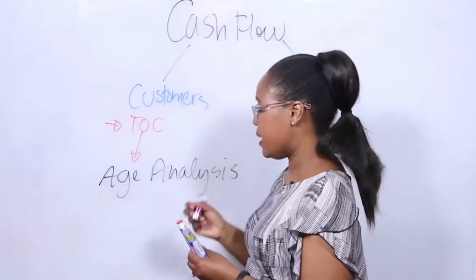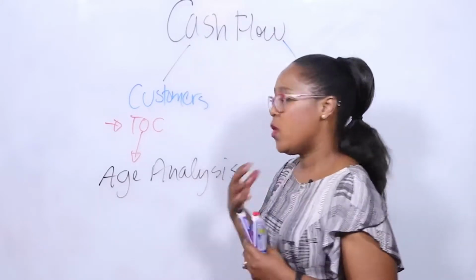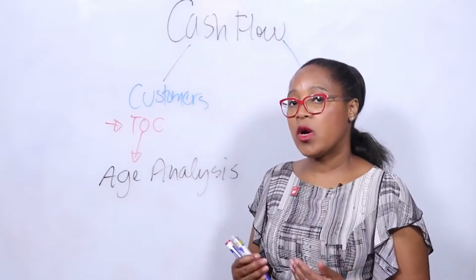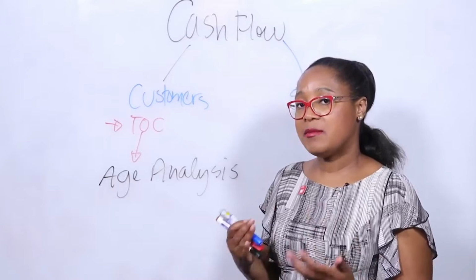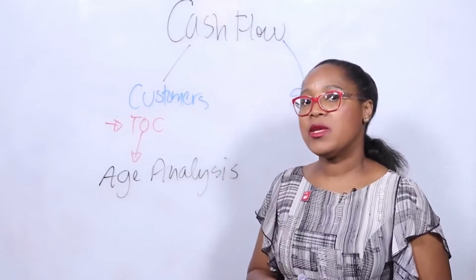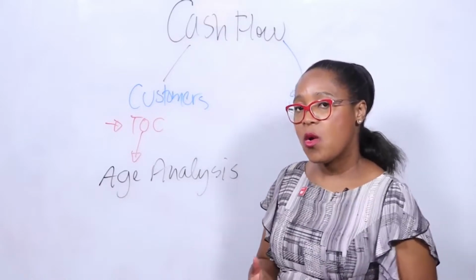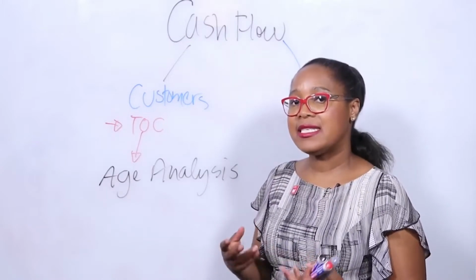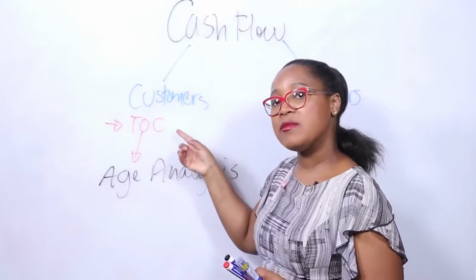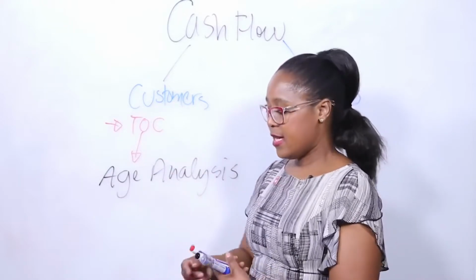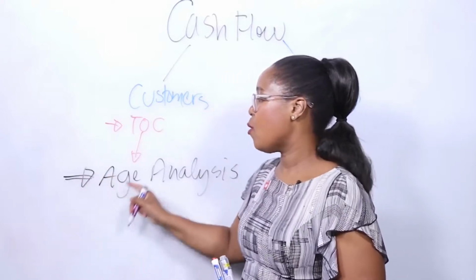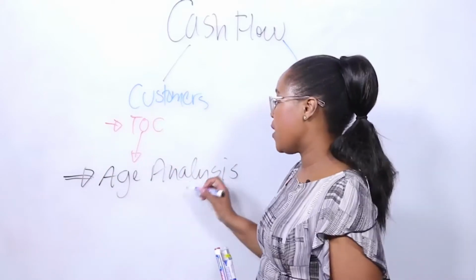Now, let me go a little bit more in detail. When you're selling to your customers, you're going to have a standard agreement, which we call terms and conditions. Under terms and conditions, you will state something like the customer needs to pay you within maybe 30 days, or they will pay you in 90 days. When they are paying, they will then be complying with the terms and conditions.